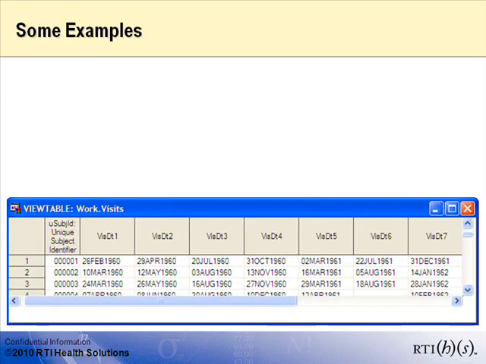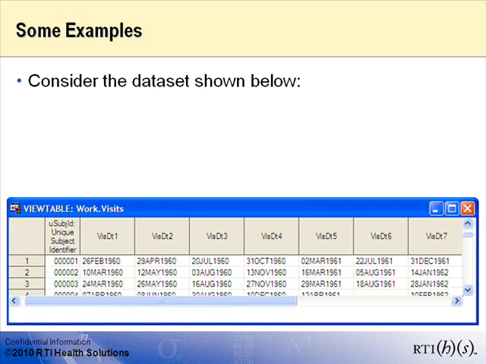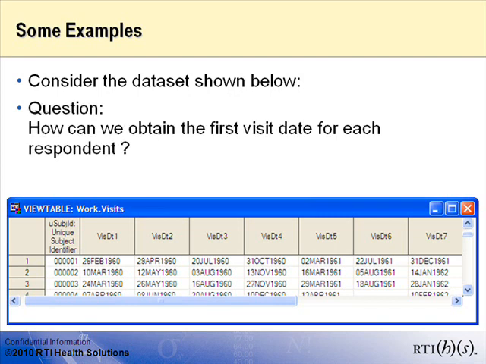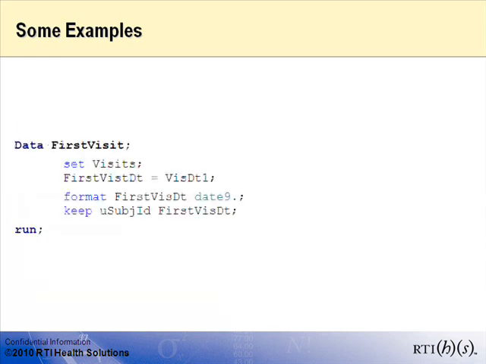Consider this example dataset. Here, patients in a clinical trial are required to visit their medical centre every month. The dates of each visit are recorded in variables visdt1 through to visdt10. The question here is, how do we obtain the first recorded visit for each patient? Easy, I hear you shout.